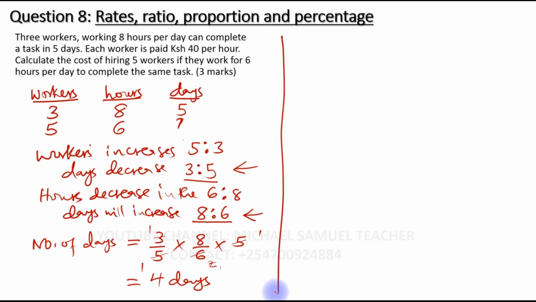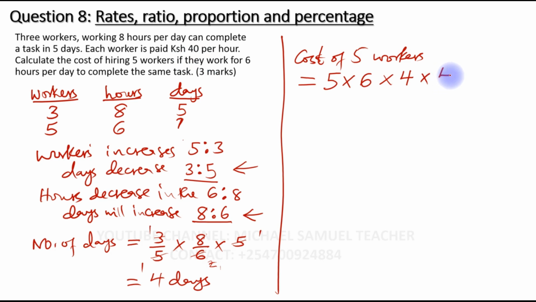Now, have you answered the question? Calculate the cost of hiring 5 workers. So the cost of 5 workers will be equal to the number of workers times the 6 hours they work in a day, times the number of days, and then they are paid 40 shillings per hour, times 40. So we work out 5 times 6, that is 30, times 4, times 40, that is 160, 3 times 16 is 48, then 0, 0. So that will be the cost of hiring 5 workers: 4,800 shillings.